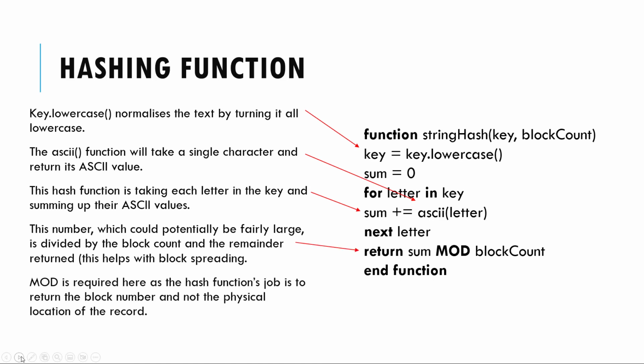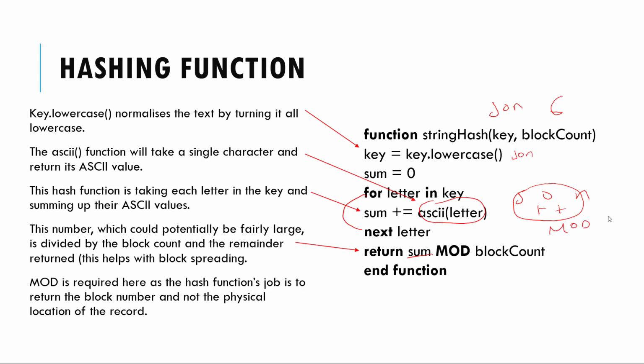This is a typical hashing algorithm. So you might see something like function string hash, you give it the key, which is the data, and you give it how many blocks you've got. So I've got 6 blocks and my data is John. It will put my John to lowercase, so lowercase J-O-N. Sum equals 0, for each letter in the key, work out its ASCII value, so work out the ASCII of J, O, and N. Add them all together. I don't know what the ASCII values are. Do that as a loop. And then return the sum of all those modded by the block count.